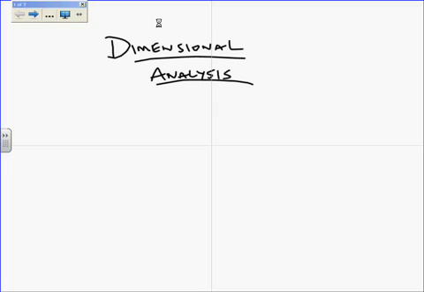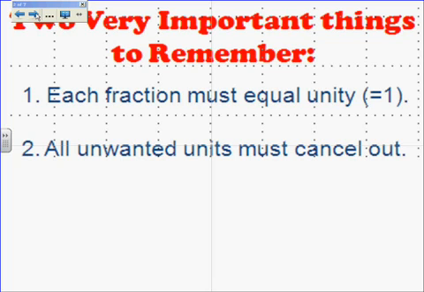What it really is, it's just a way for us to change the units on a number without changing what the value of the number is. It's a way of converting from one unit into another unit. And what we're basically going to do is multiply fractions together. Fraction times a fraction times a fraction times a fraction.